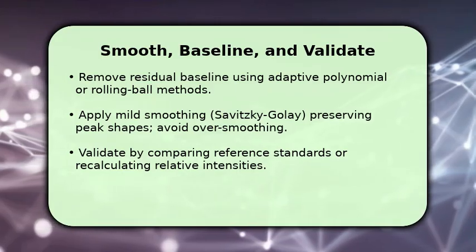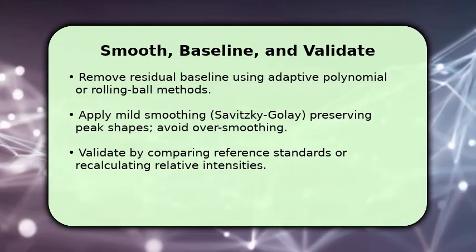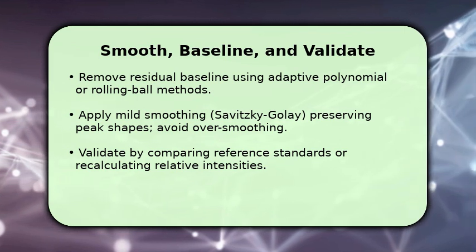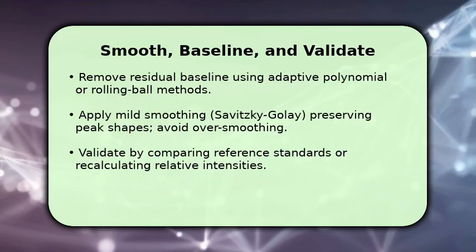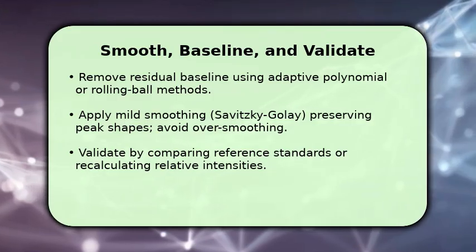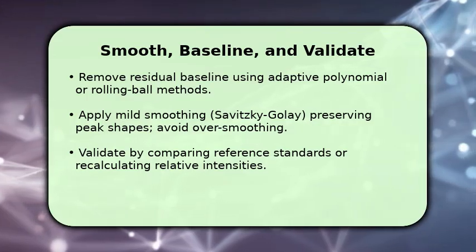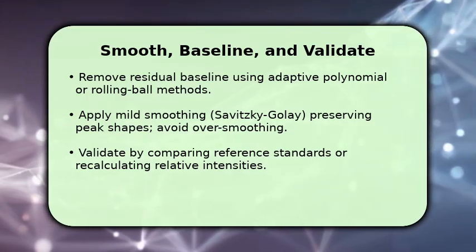intensities. Finally, validate. Compare with a standard reference pattern or check known relative peak ratios. Adjust scaling or corrections if discrepancies persist. Troubleshooting tip: if peaks distort after smoothing, reduce window size or skip smoothing and revisit baseline removal.